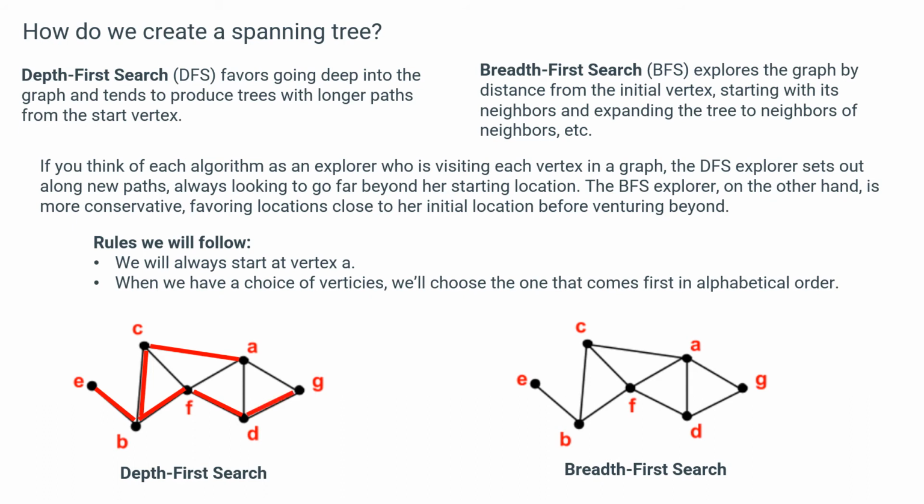And that is my spanning tree using depth first search. Be sure and don't go back from G to A because now you've created a cycle. And this is all we need to make sure that we visit all of the vertices.